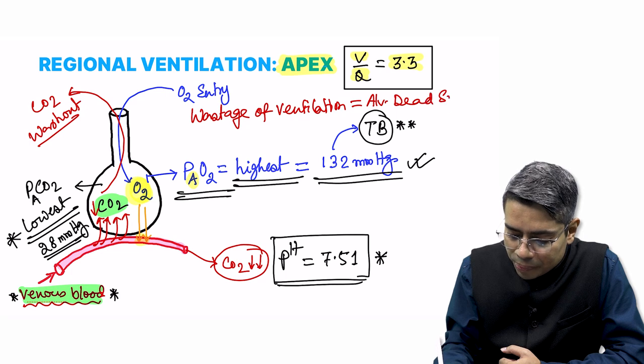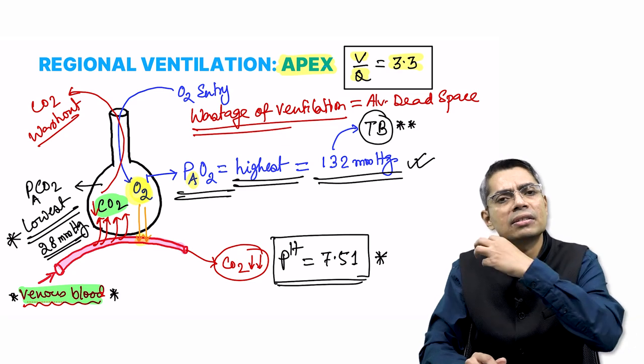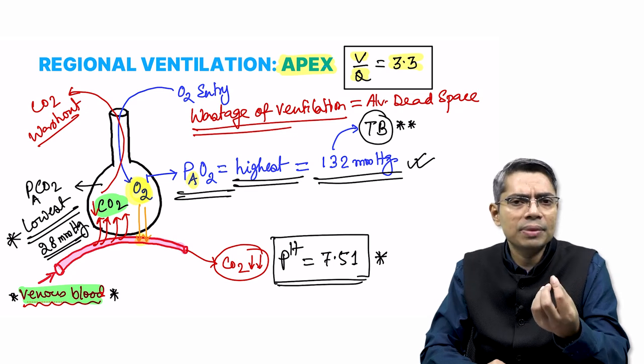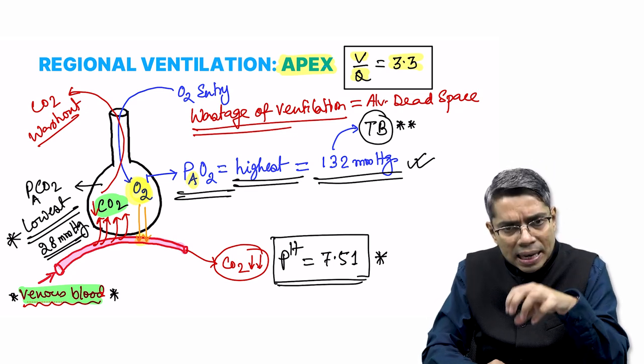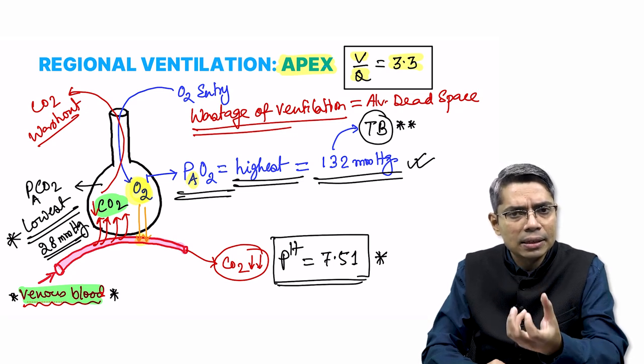So please note down that at the apical most alveoli, if you look at the extremes of the apex of the lung, then few alveoli will be there where some of the gas is entering in that alveoli, but that gas is not getting oxygenated.